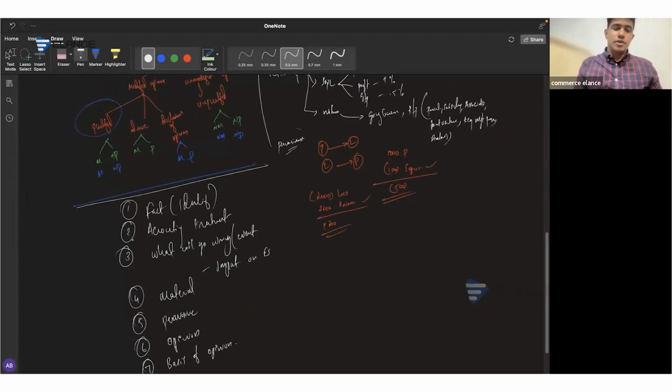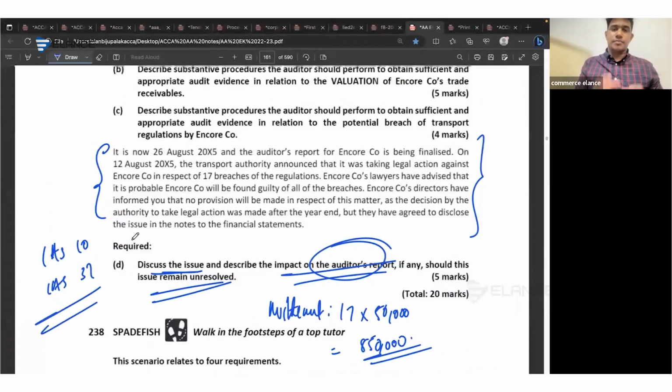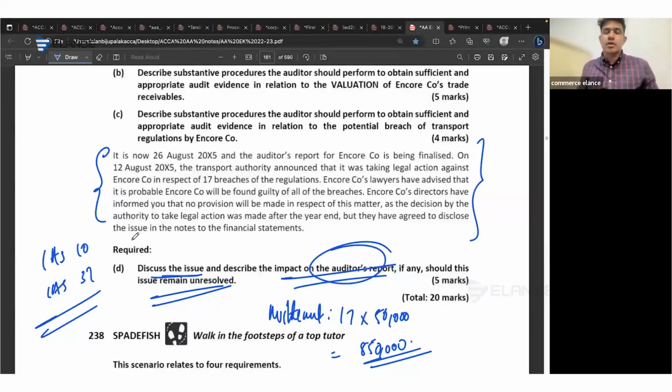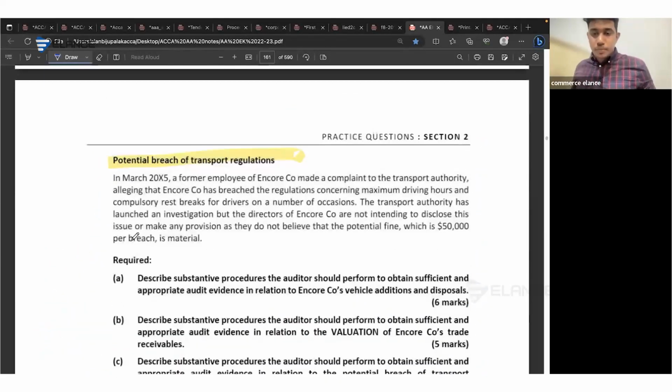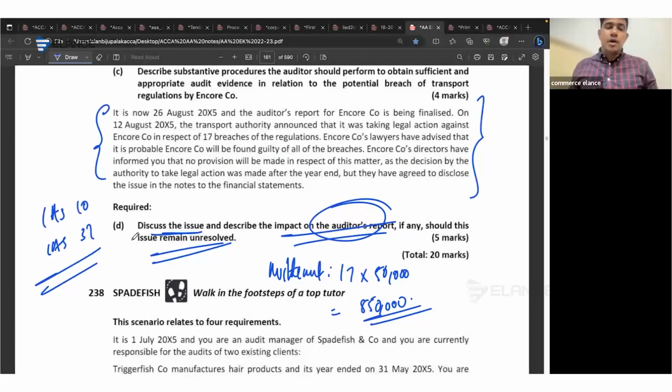So first of all, you will need to mention the fact from the scenario. You need to mention that Encore company has violated transport regulation, and in total they have 17 breaches. The company is required to pay a penalty of 50,000 per breach. However, this has become confirmed for a probable future cash outflow on 12th of August 2015, after the year end.